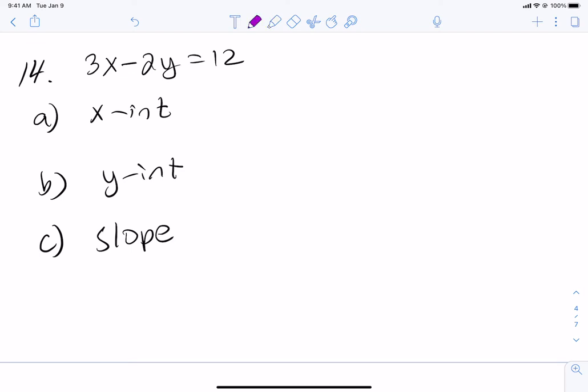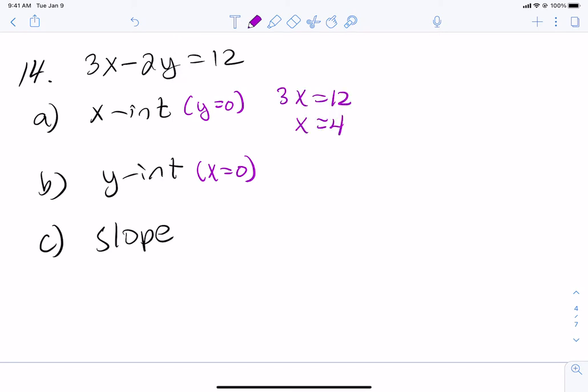Well, the x-intercept is where y equals 0, and the y-intercept is where x equals 0. So you're just going to take out either the x or y and make it 0 and solve. Well, the first one's pretty easy. If we let y equal 0, this right here is going to go away. It's going to become 0. So we just get 3x equals 12, or x equals 4.